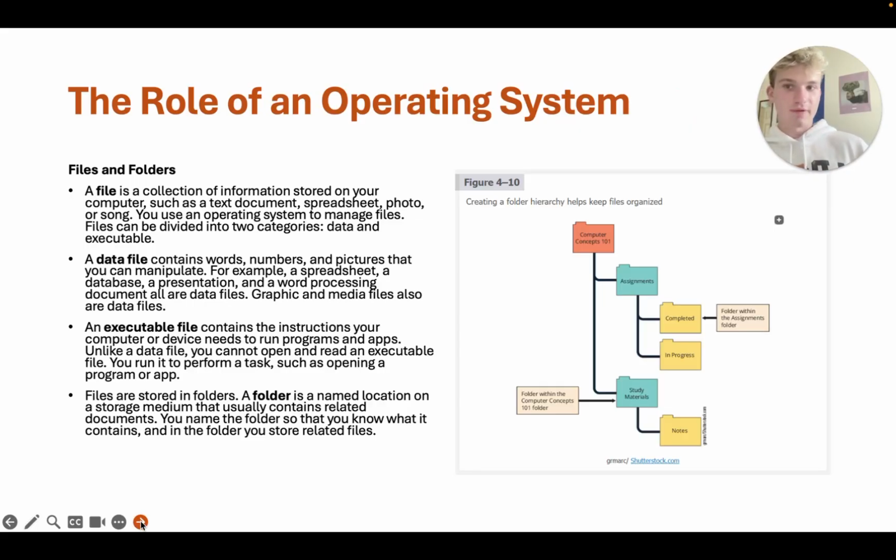We learned about files and folders. A file is a collection of information stored on your computer, such as text documents, spreadsheets, or photos. We learned what a data file is, which contains words, numbers, and pictures that you can manipulate. We also learned what an executable file is, which contains the instructions your computer or device needs to run a program or app.